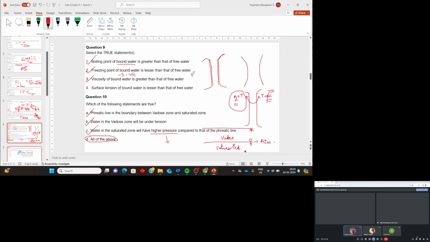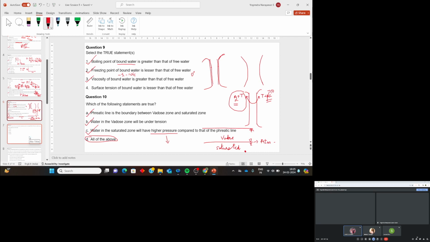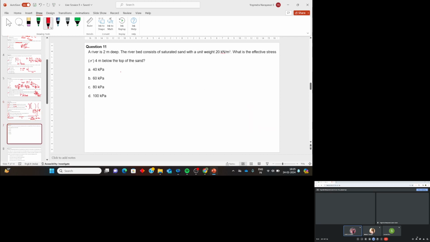Yes, sir. Okay. Now moving to the next question. A river is 2 meter deep. The riverbed consists of a saturated sand with a unit weight of 20 kilonewton per meter cube. What is the effective stress at 4 meter below the top of the sand? It's a straightforward effective stress problem.